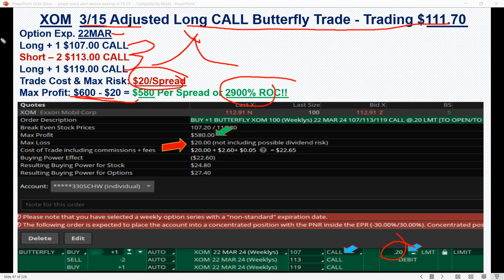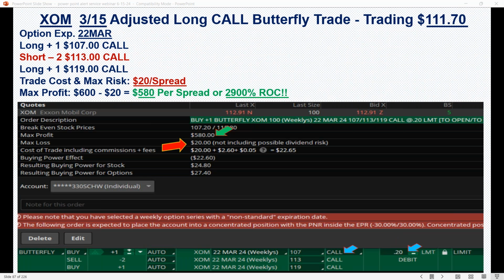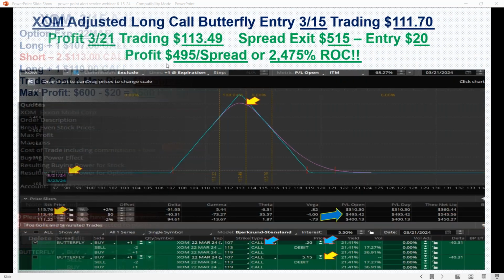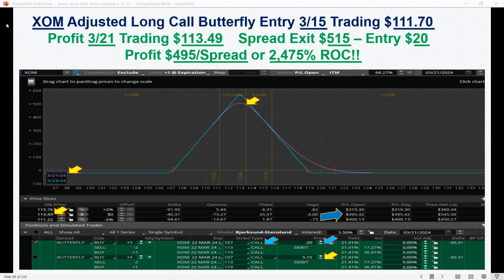So this is what I'm looking for. These are the things I'm looking for that you can follow along with, and maybe you can do it if you want. And so then here's where it ended up. This was almost perfect. So then on the 21st, it was trading at 113.49. The spread exit was 515. The entry was at 20.